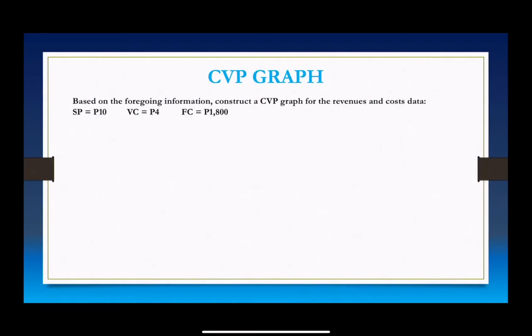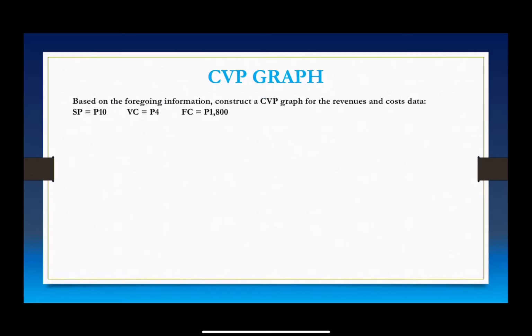CVP graph. Based on the foregoing information, construct a cost volume profit graph for the revenues and cost data. So we are given the same unit selling price and variable cost, as well as the total fixed cost of 1,800 pesos.